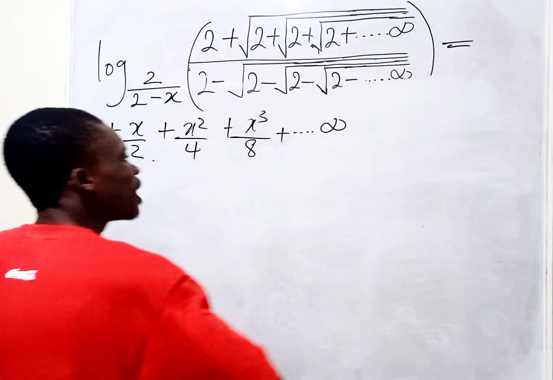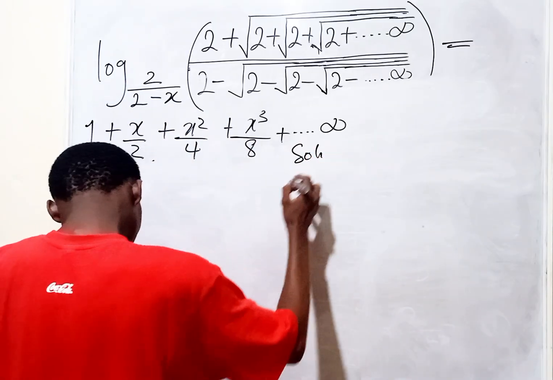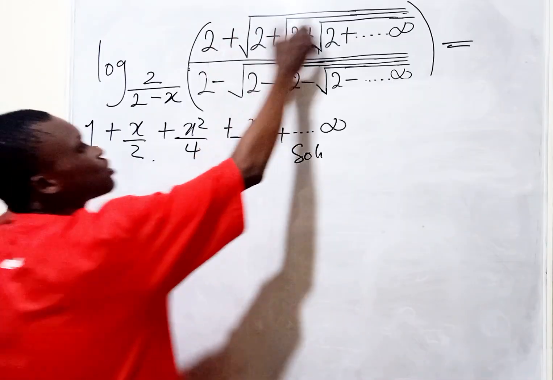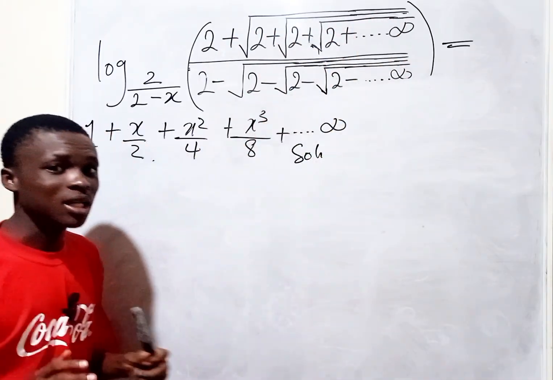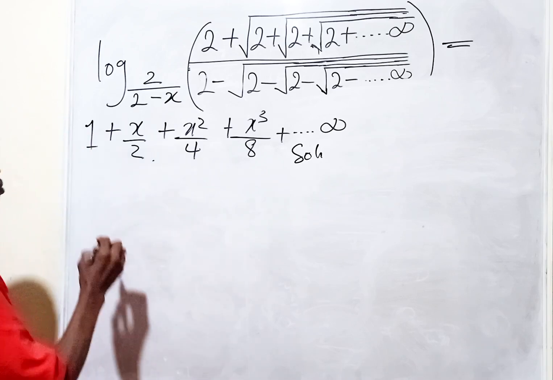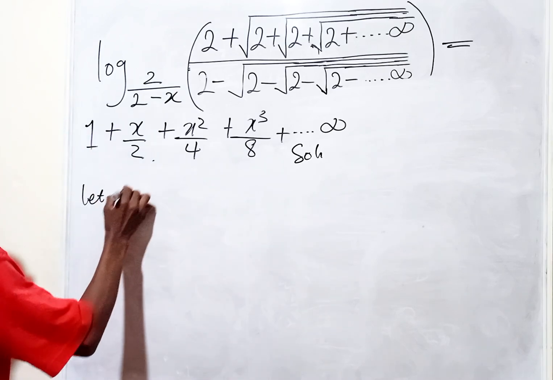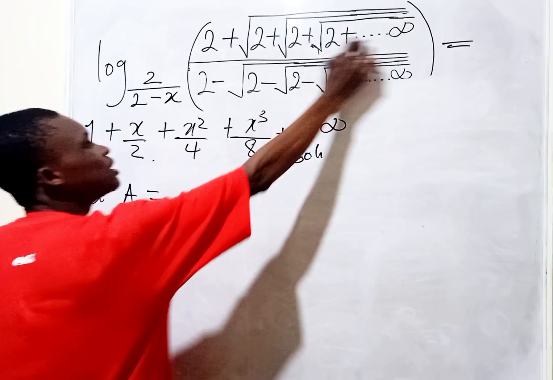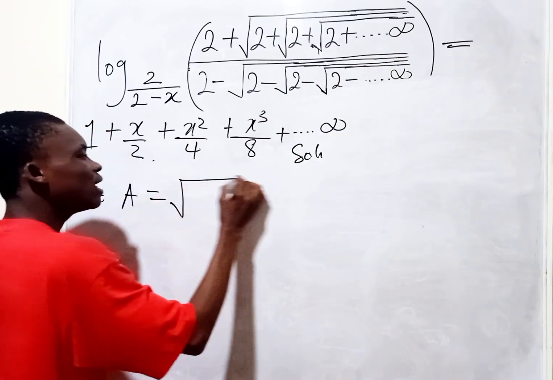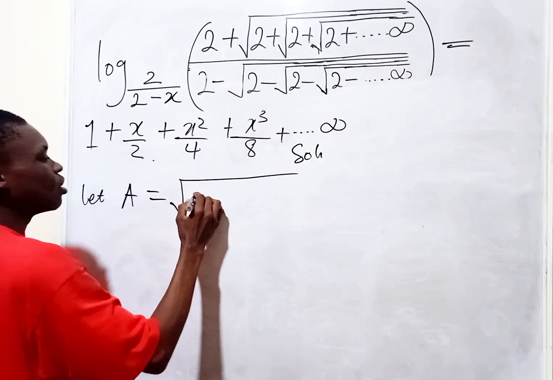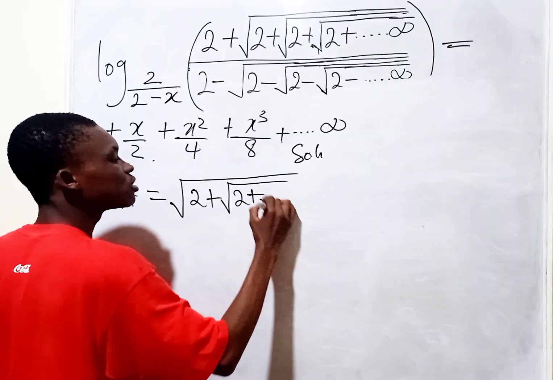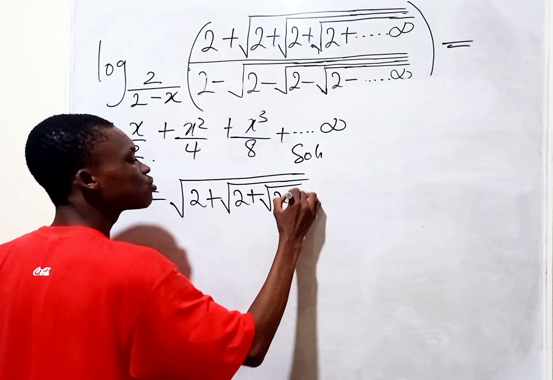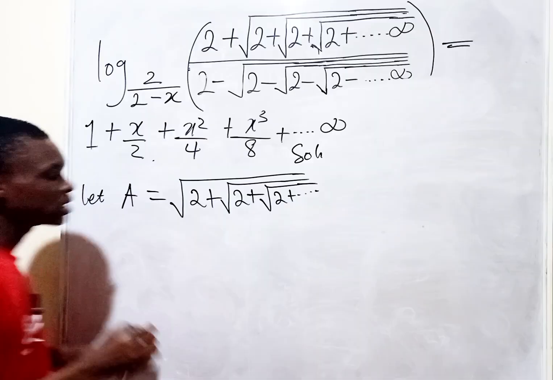All right, solution. How do we solve this? We know that if you look at this top here, the pattern, they are the same. And this denominator, the pattern, they are the same. All right, so we can say, let a equal the square root of 2 plus the square root of 2 plus the square root of 2 plus dot dot dot. It goes like that.